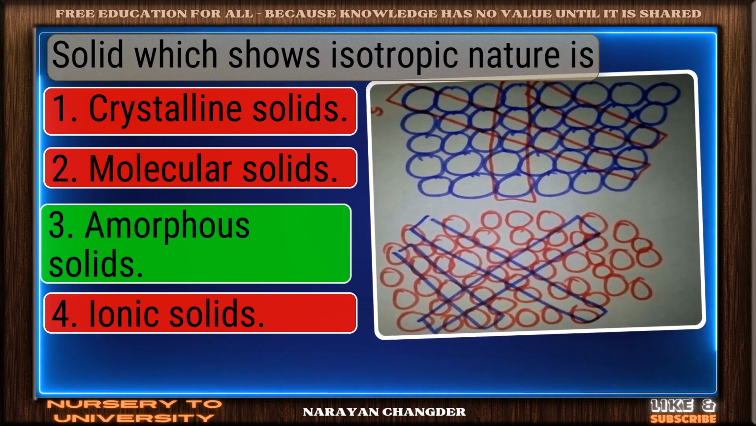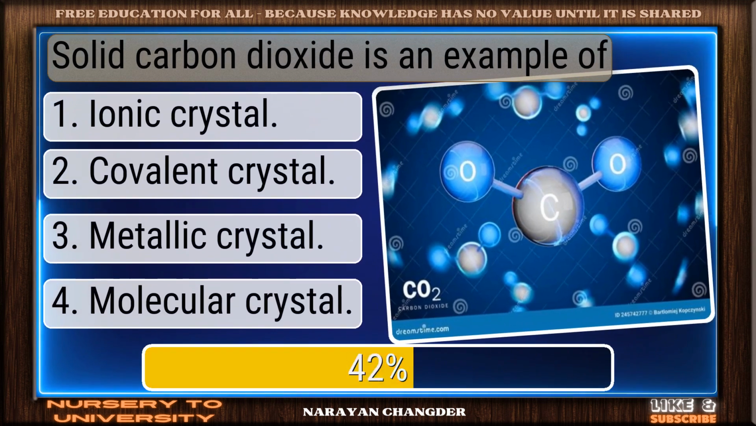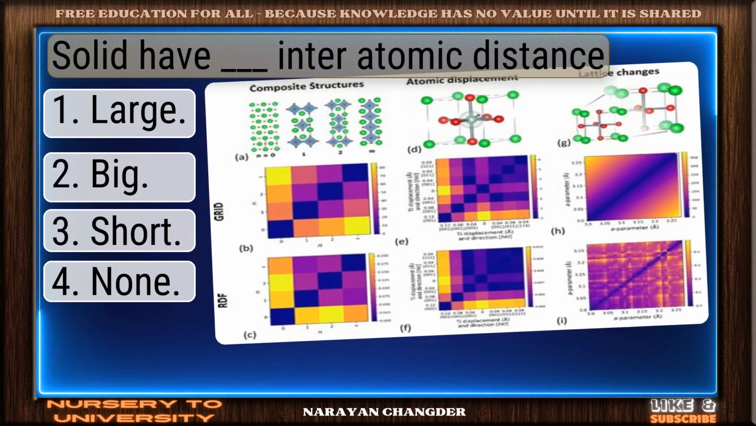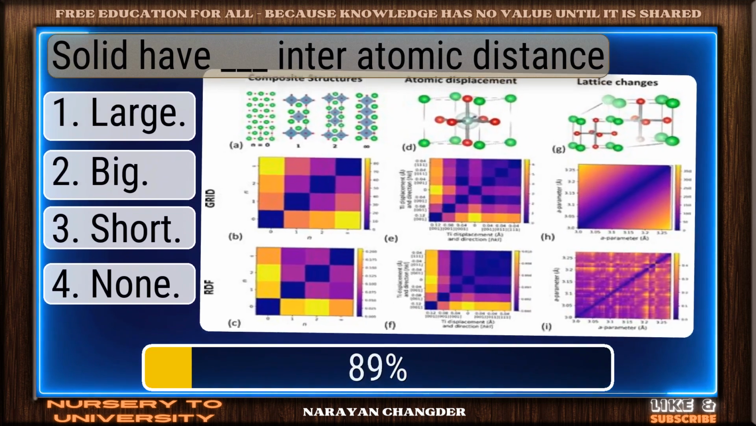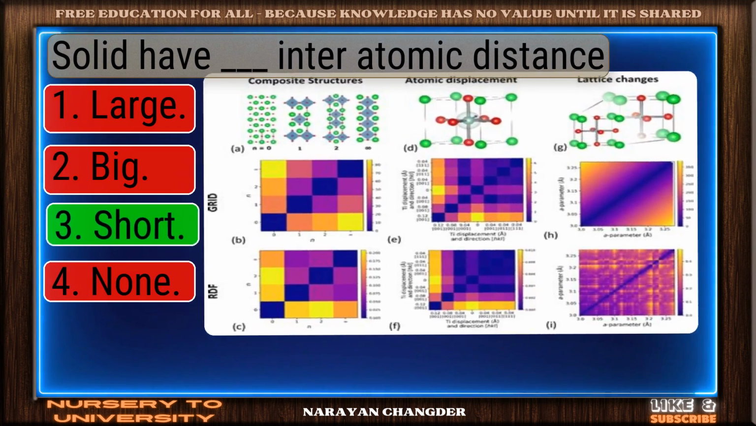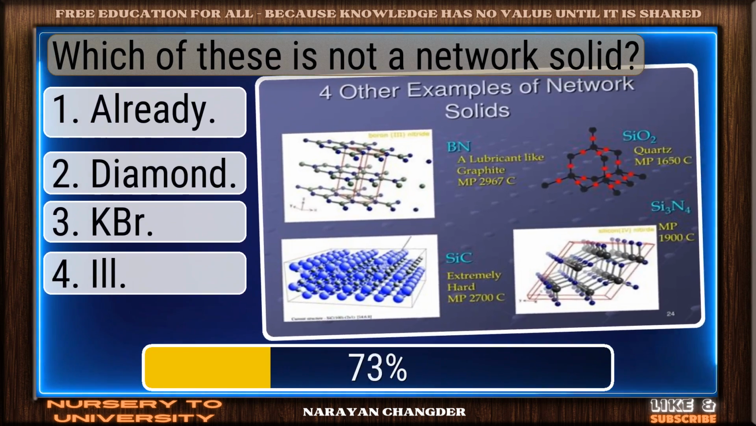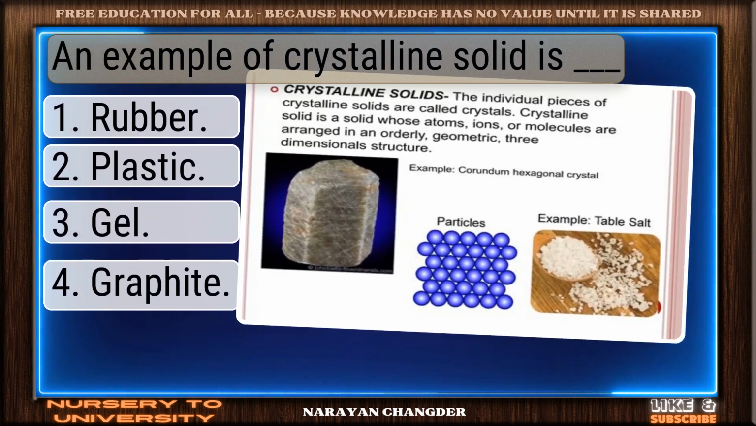Excellent reasoning, amorphous solids. Solid carbon dioxide is an example of. Well-supported, molecular crystal. Solid have dash interatomic distance. Perfect choice, short. Which of these is not a network solid? Well done, ice. An example of crystalline solid is dash.